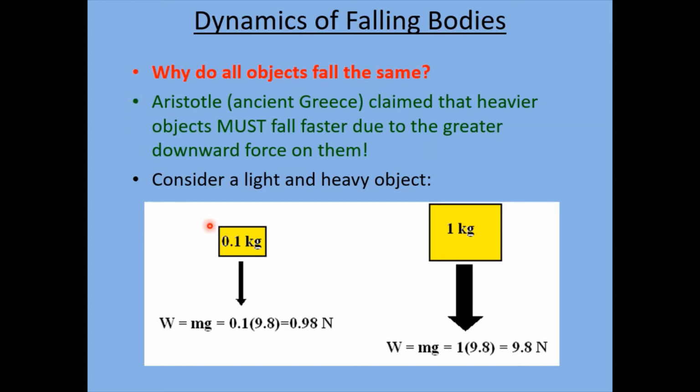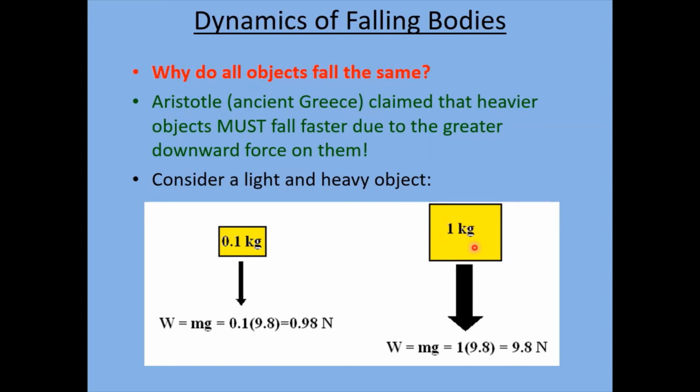Now, let's take two examples here. We have a 0.1 kilogram weight or mass here, and we have a 1 kilogram mass over here. So the difference in mass is 10 times. So what is the weight force on this lighter mass? Well, weight is mg, so we have 0.1 kilograms times 9.8 is 0.98 newtons. So this is about 1 newton. So this light mass has a downward force of 1 newton.